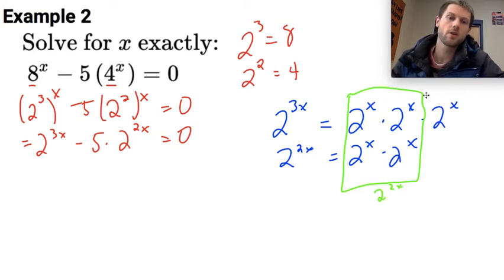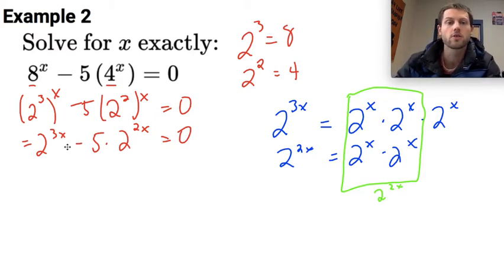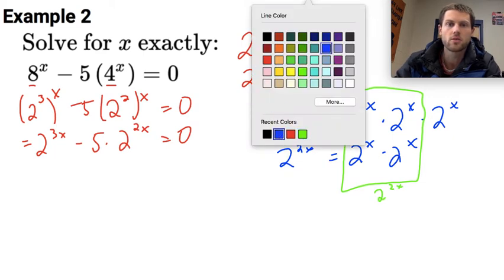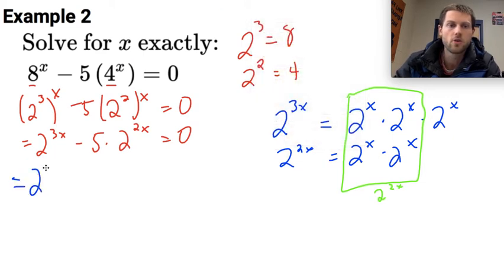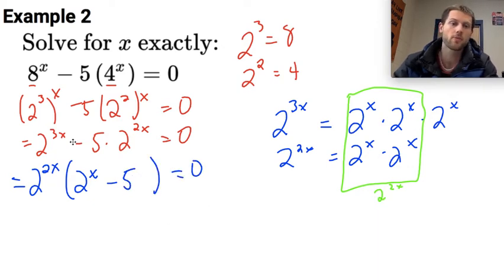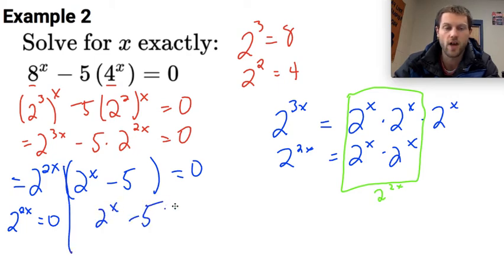So essentially what I've shown here is that I can factor out a 2 to the 2x from both of these terms. Let's see what that looks like, and let's switch up my colors here. So this is going to equal 2 to the 2x, factoring out that common term, and what's left over is a 2 to the x minus 5, and that equals 0. So now I use my zero product property. I have a product of two numbers, and it equals 0. 2 to the 2x could equal 0, or 2 to the x minus 5 could equal 0.